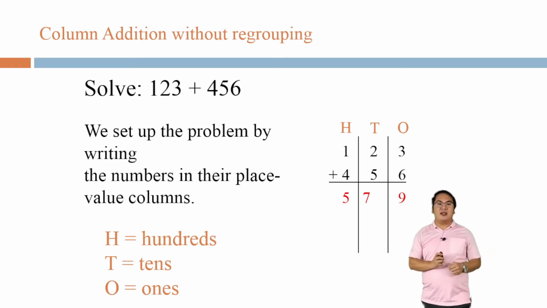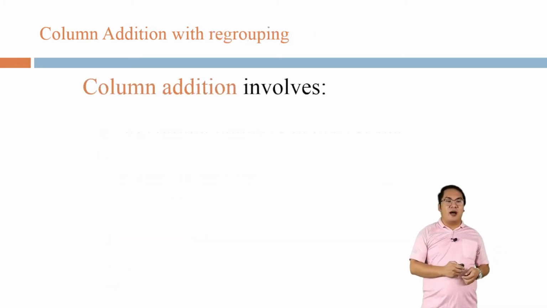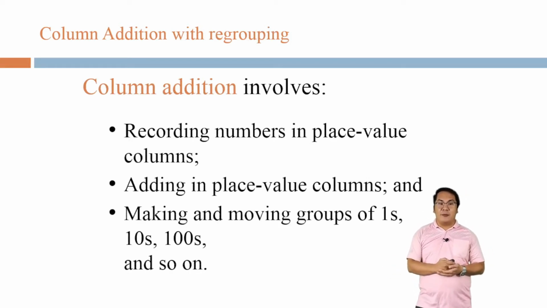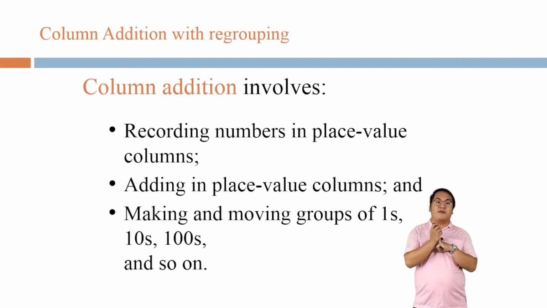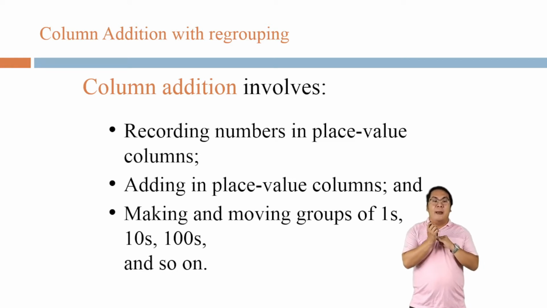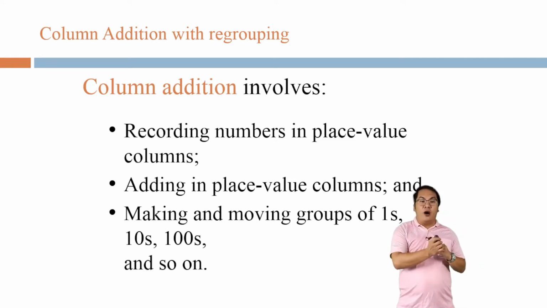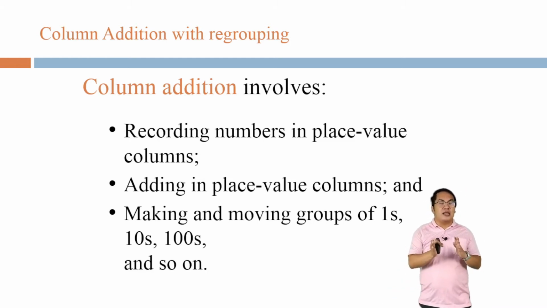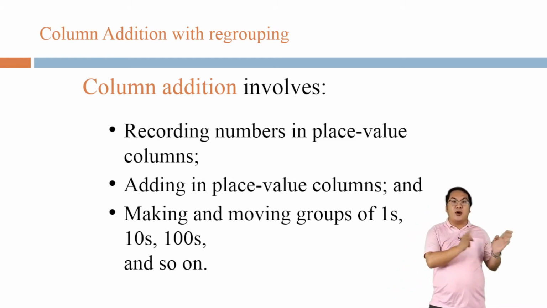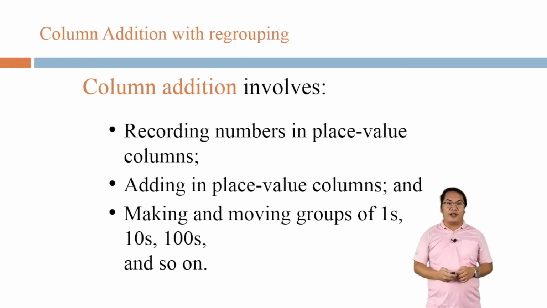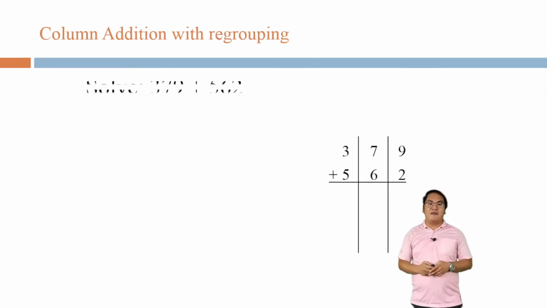Okay, second, we are going to talk about column addition with regrouping. Column addition involves recording numbers in place value columns, adding in place value columns, and making and moving groups of ones, tens, and hundreds, and so on. As long as there is an existing number in the biggest place value, you're just going to move it forward. Clear? All right, let's have an example.